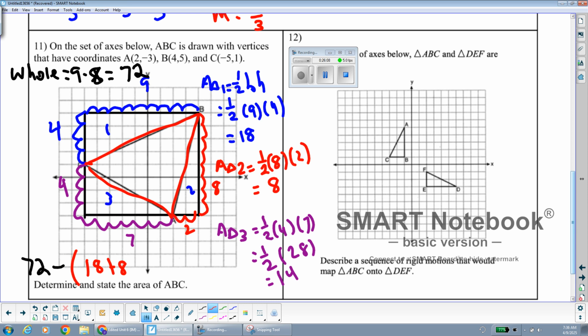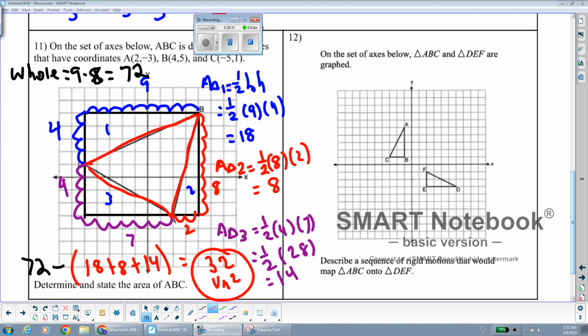So I'm going to take 72 and subtract off all of the areas to the right. The 18, the 8, and the 14. And let's see what I get. So I'm going to subtract 18. I'm going to subtract 8. And I'm going to subtract 14. And I get 32. So 32 units squared is the area of my triangle.